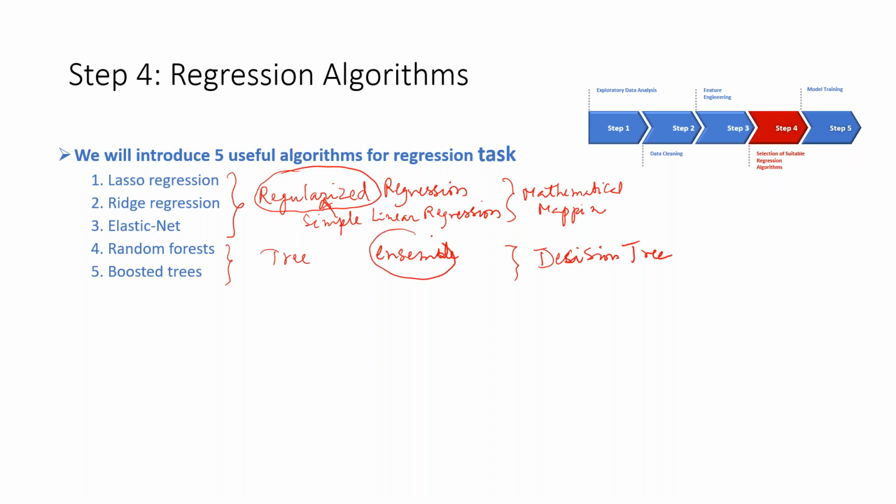Here we are using ensemble. That is another tactic to improve a simple decision tree based algorithm. Are you with me?